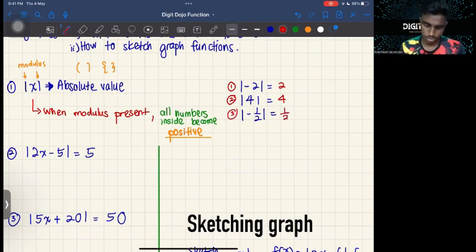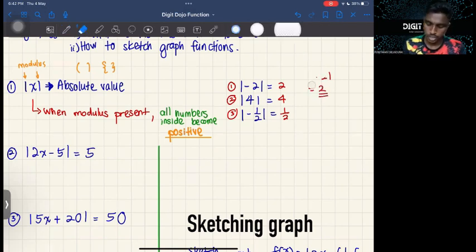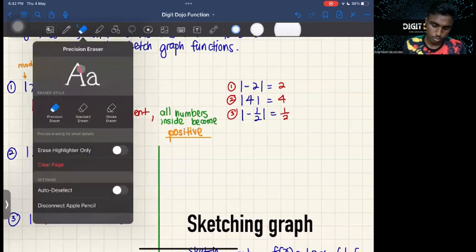So I hope you all can see the difference. When a number is found inside a modulus, it will be automatically changed into a positive number when you want to write the final answer. Let's say you're doing a calculation and then you are getting modulus -2. So your final answer will be 2. This is your final answer. And now that's the first thing about the modulus.